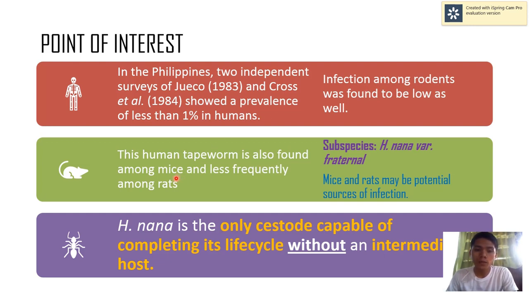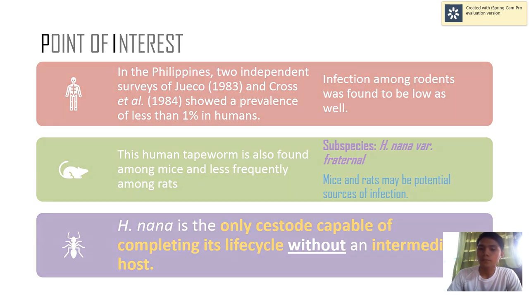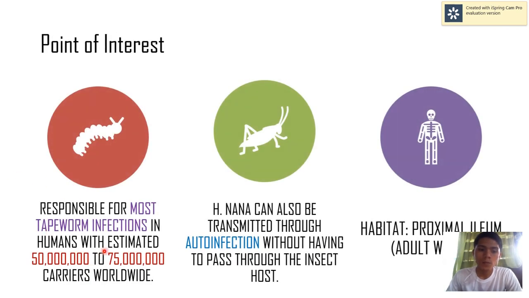This human tapeworm is also found among mice and less frequently among rats. Subspecies H. nana var. fraterna. So, mice and rats may be potential sources of infection. H. nana is the only, take note, only cestode capable of completing its life cycle without an intermediate host. So the intermediate host is optional. There are 2 cycles, the indirect and the direct cycle. H. nana is responsible for most tapeworm infections in humans with an estimated 50 million to 75 million carriers worldwide. H. nana can also be transmitted through auto-infection without having to pass through the insect host. So it goes round and round.